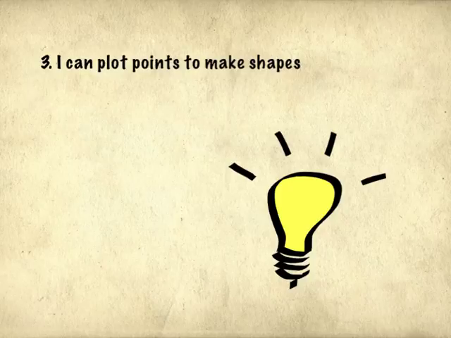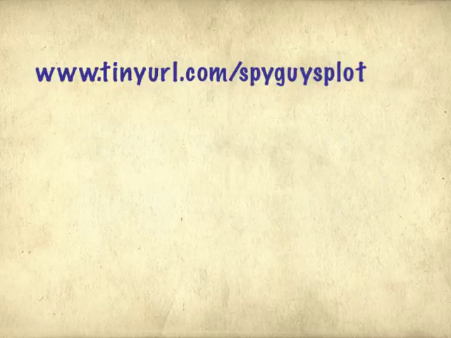Now that you're done the review, our final objective for today is to plot points to make shapes. And to learn that, I'd like you to go to this website. It's www.tinyurl.com/spyguysplot. It's going to walk you through a lesson and give you some little quiz questions to do and explain things really well. It should only take a few minutes. So if you can get that done, that would be awesome.